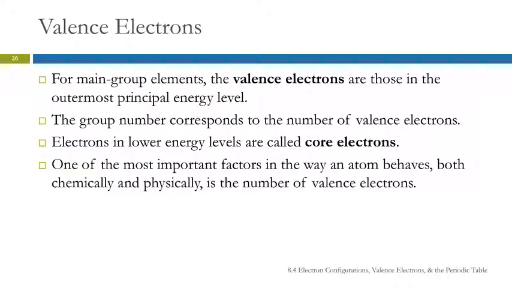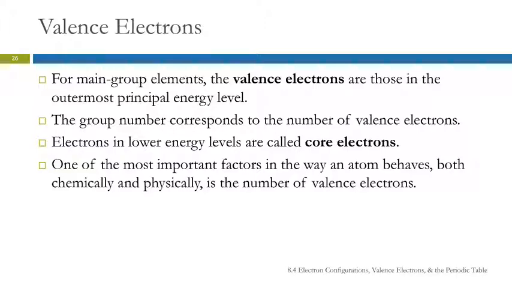So if we look at oxygen, it's in group 6A. That means it has 6 valence electrons. So the valence electrons are in the highest principal energy level. Electrons in the lower level are called the core electrons because they're inside, like the apple core.